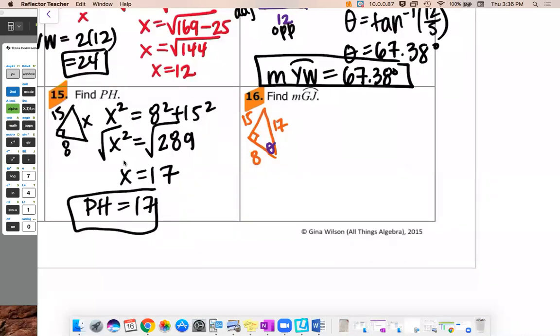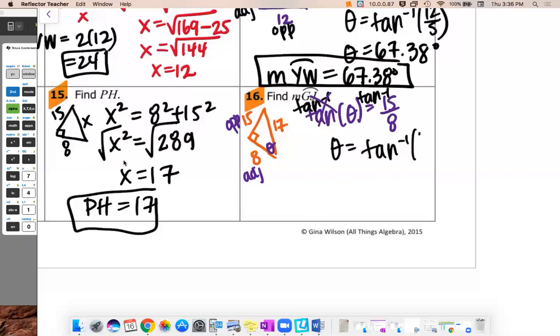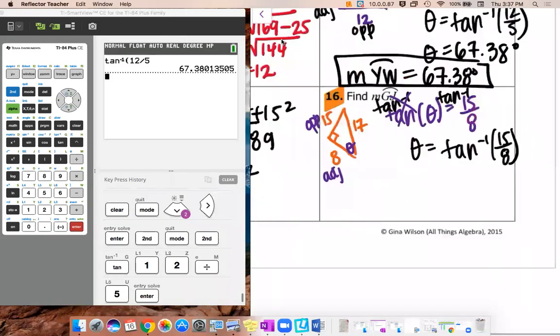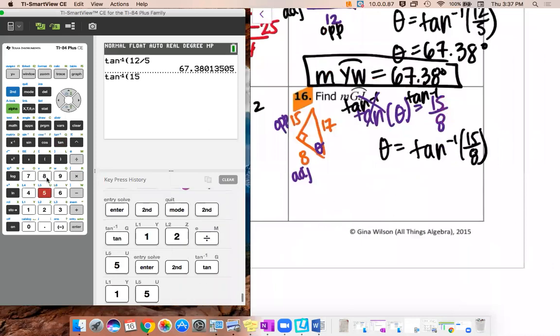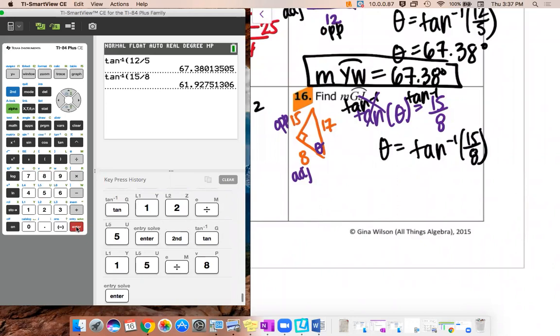Let's do tangent again. So this is opposite, this is adjacent. So I'm gonna say tangent of theta is 15 over 8. Then you do the inverse tangent on both sides. On this side, these will cancel, so you'll be left with theta equals the inverse tangent of 15 over 8. And then we just plug that in. So second tangent, 15 divided by 8. And we get 61.93, we'll say.